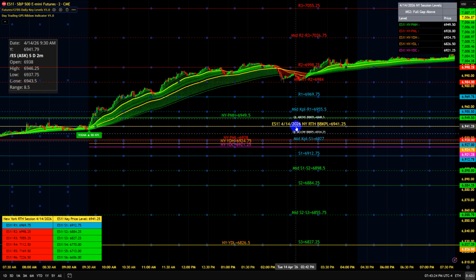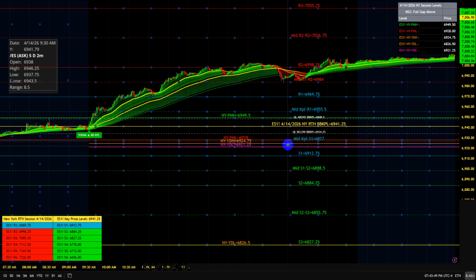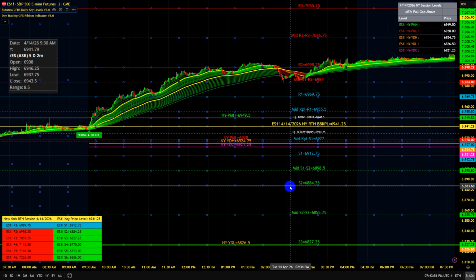What that means is that 85% of the distance between the BBKPL and R1 and the BBKPL and S1. You can also see that's the same distance between R1 and R2 and S1 and S2. So what it actually means is 85% of one base key level, which is equivalent to what the distance is here to here and then here to here, or between S1 and S2 or R1 and R2.